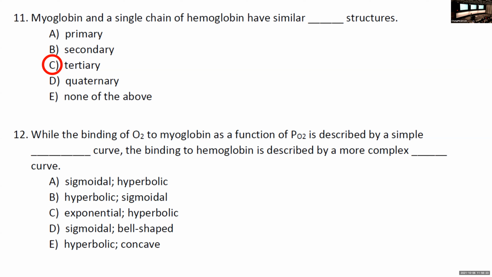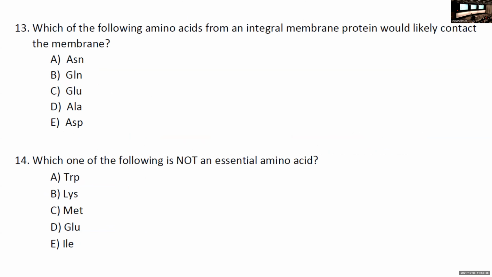Number 12, B. 13, it's D. How come? Exactly, exactly. So in that region, you definitely want to have the hydrophobic region, right, which is non-polar. So the D is the only non-polar amino acid there.